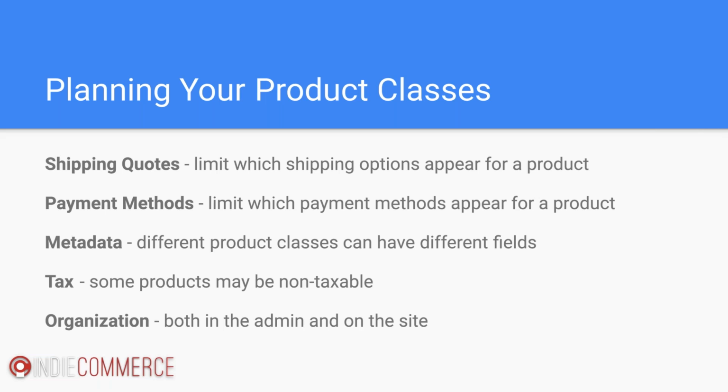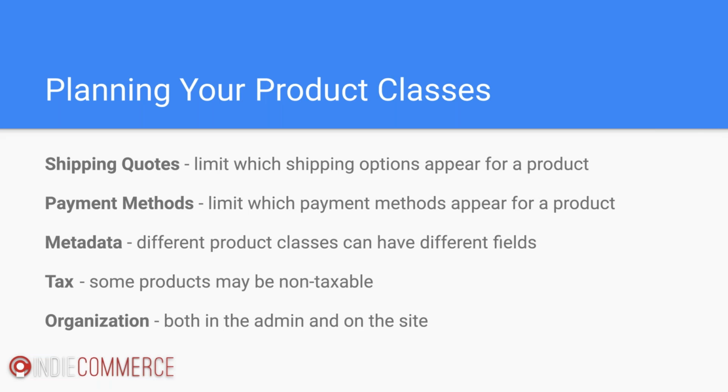A third reason is metadata. So different product classes can have different fields. And we're going to look at an example of that today when we create some products. We're going to create a line of coffee mugs, and we're going to add a unique field to classify them into travel mugs versus ceramic mugs that we might have in our kitchen. So anytime you have unique metadata fields, it makes sense to create a separate product class because you can have fields that appear only for those products in that class.